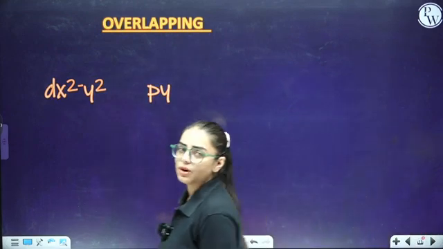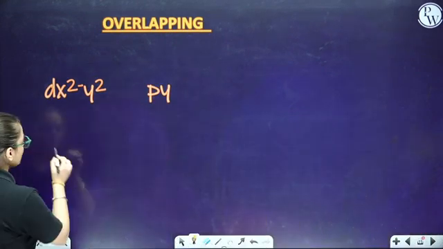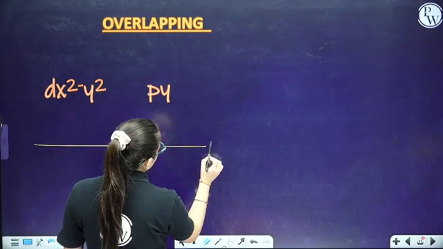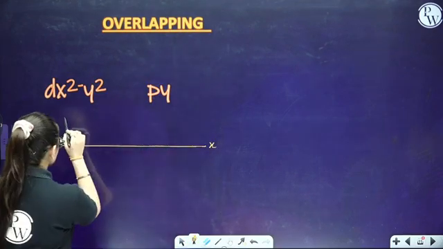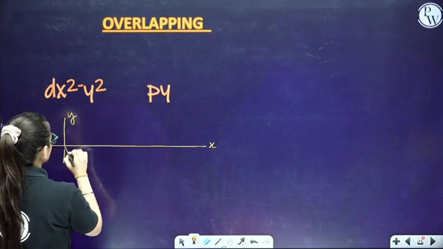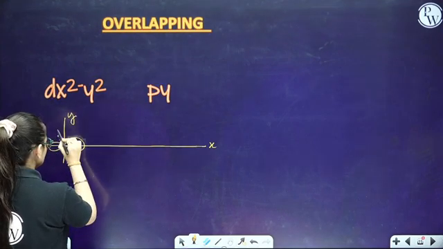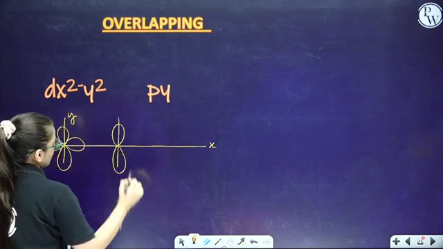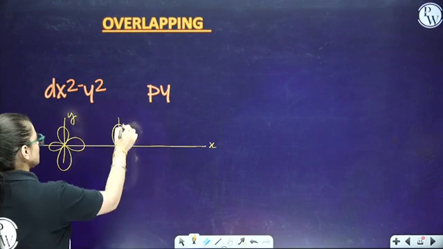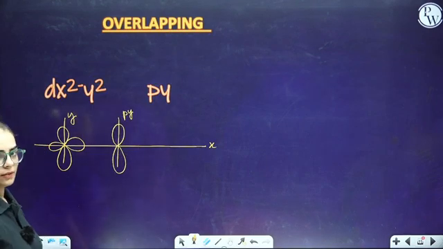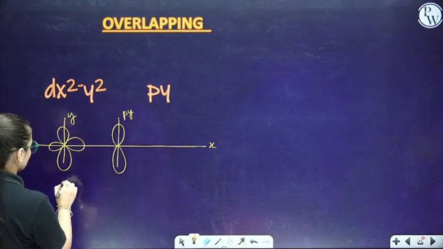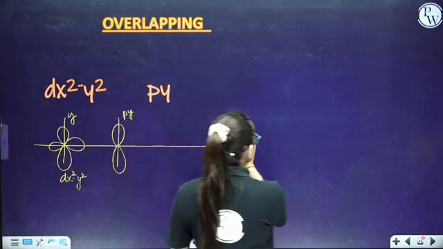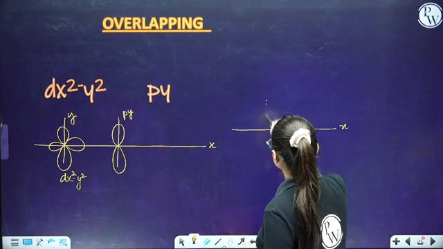Now comes dx square minus y square with py. What kind of axis are we taking? We will take the x-axis over here. This is your y-axis. So lobes will now be present on the axes. And let us say this is your py. So when it is coming close, students, this is py, and this is dx square minus y square. When they come close, how will the structure look? This is the x-axis.